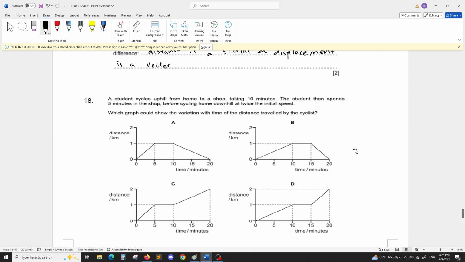So a student cycles uphill from home to his shop, taking 10 minutes. The student then spends 5 minutes in the shop before cycling home downhill at twice the initial speed. Which graph could show the variation with the time of distance traveled by the cyclist? So we know that our graph is actually in terms of distance. One thing you should generally know, I'm not sure if this is an actual definition, but this is how I imagine it, is that distance graphs are monotonically increasing.